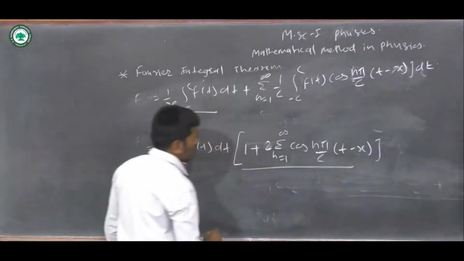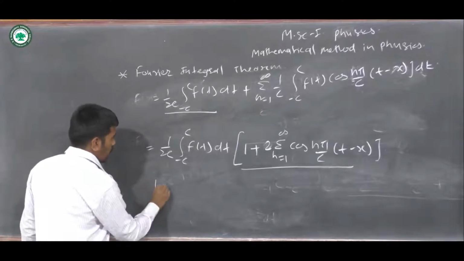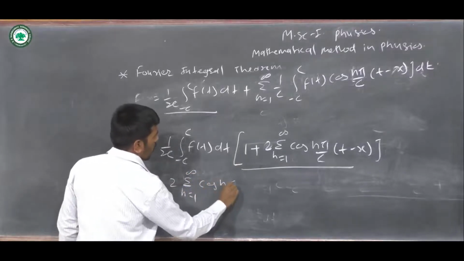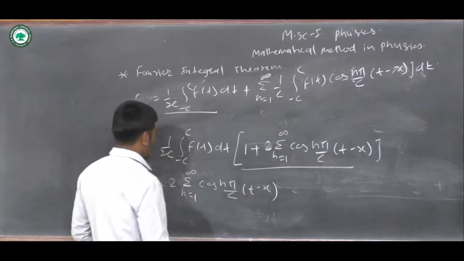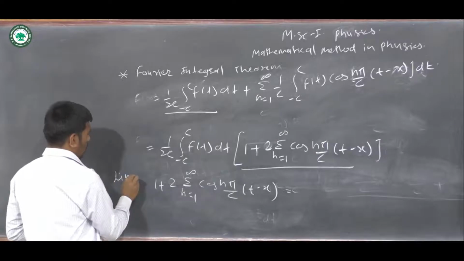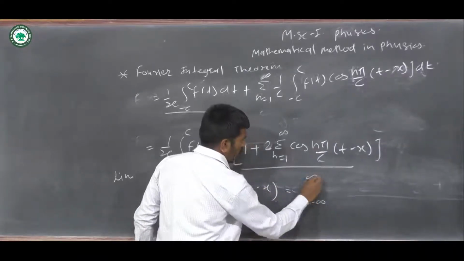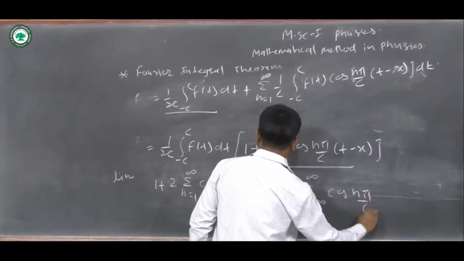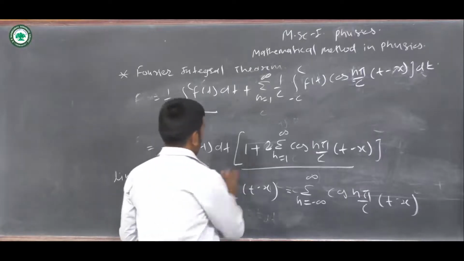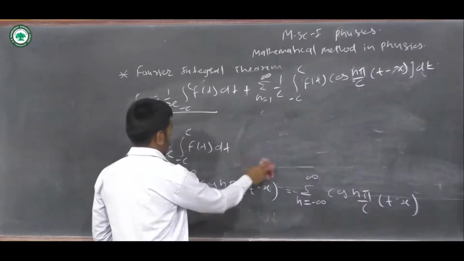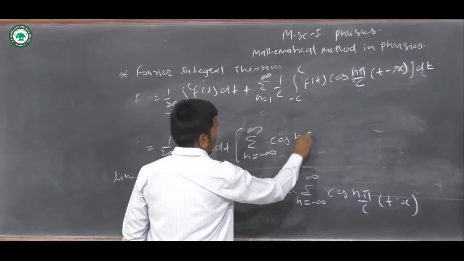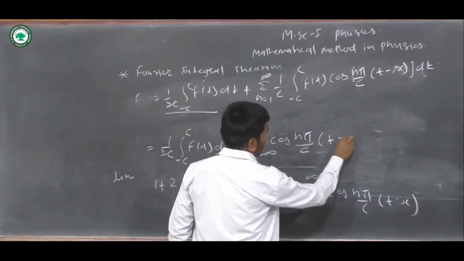Okay, so now this thing we can equate with this 1 plus 2 summation over n equal to 1 to infinity cos n pi over c, t minus x. This we can write after applying the limit. Here, first I just write like this, n equal to minus to plus infinity, and it is cos n pi over c, t minus x. Okay, so we equate these things with these expressions. So here now, summation n equal to minus to plus infinity, cos n pi divided by c into t minus x.